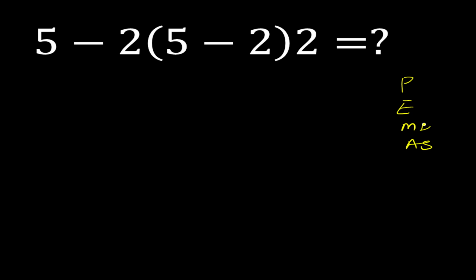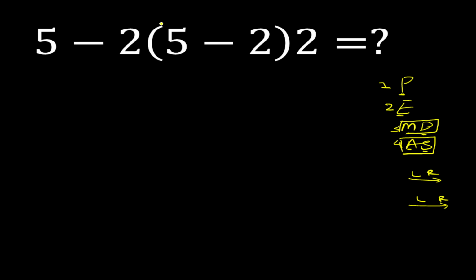According to PEMDAS, first priority is parentheses, second priority is exponents, third priority is multiplication and division. Here multiplication and division both have equal priority, so we have to solve from left to right. Fourth and last priority is addition and subtraction, and addition and subtraction also have equal priority, so we have to solve from left to right.